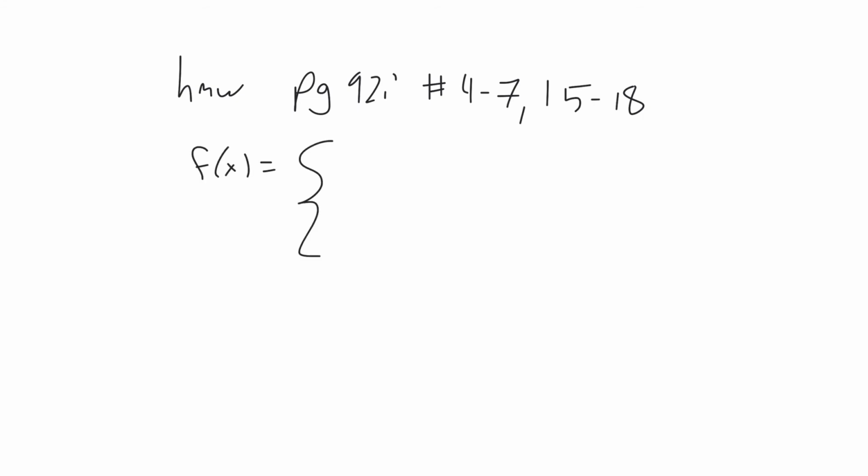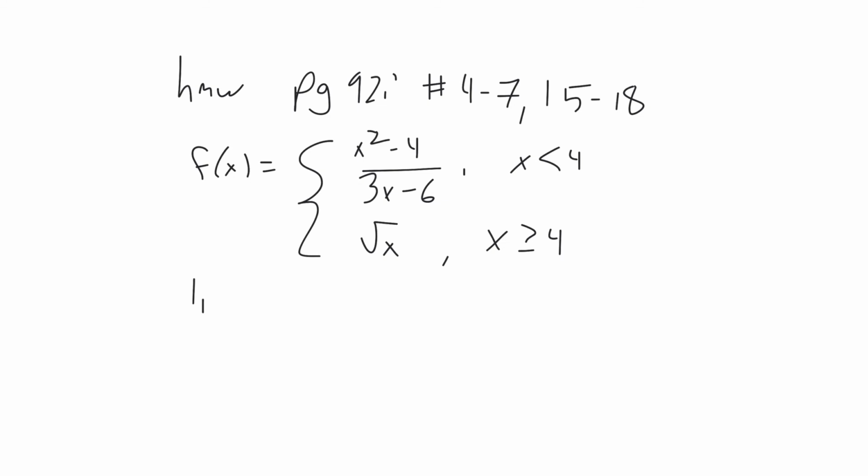So for homework, you can go ahead and try on page 92, number 4 to 7, and 15 through 18. That should give you some good conceptual understanding of limits. And then for an actual problem, you can try the following function. So f of x will be x squared minus 4 over 3x minus 6 when x is less than 4, and root x when x is greater than or equal to 4. And you can find the limit as x approaches 4 of f of x.